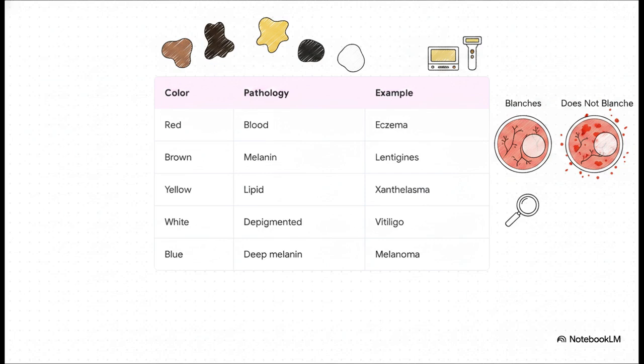But let me ask you a quick question. Why do we care so much if a red or pink rash blanches, meaning it temporarily turns white when we apply pressure to it? Well, because if it blanches, that means the blood is still inside the dilated blood vessels. That's erythema. But if it doesn't blanch, the blood has actually leaked out into the surrounding tissues, meaning we are now dealing with purpura. Big difference.